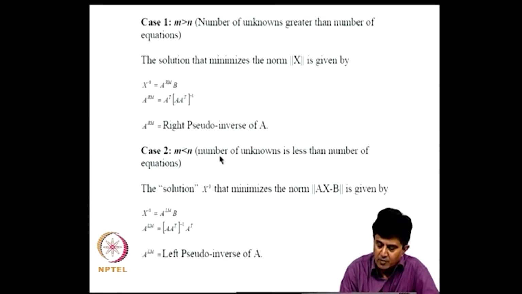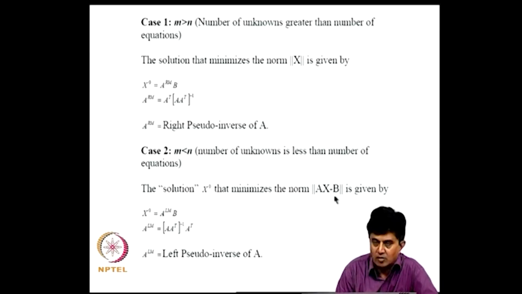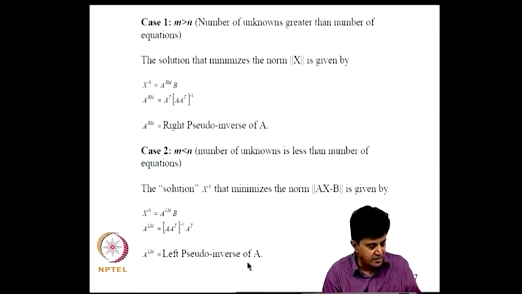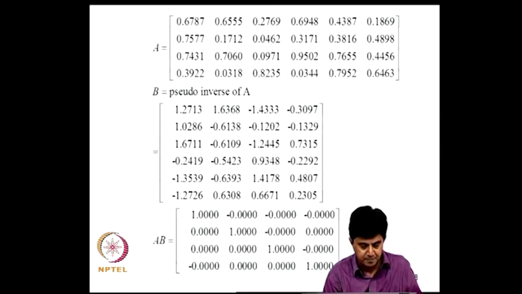Now, on the other hand, if number of unknowns is less than number of equations, then I can find a solution x naught that minimizes this norm, that is the error in satisfying this equation is minimized, and we can do the simple calculation and show that x naught, that is the solution in this case, is given by A Lm into B, where A Lm is given by this, and this is known as left pseudo inverse of A. So, what do these things mean?